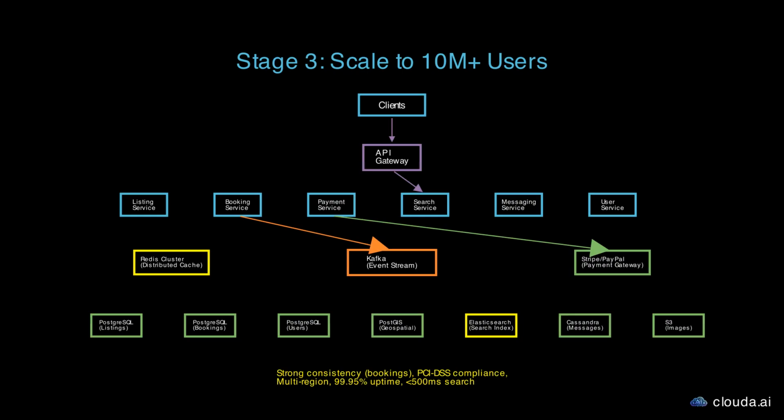Each microservice has its own database following the database per service pattern. Cassandra stores chat messages for high write throughput. This architecture achieves our non-functional requirements. It supports 10 million plus active users globally, maintains strong consistency for bookings, delivers search results in under 500 milliseconds, provides 99.95% uptime through redundancy and failover, and ensures PCI DSS compliance for payment processing.